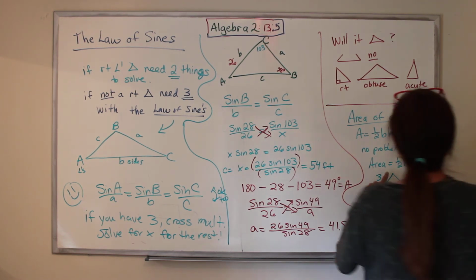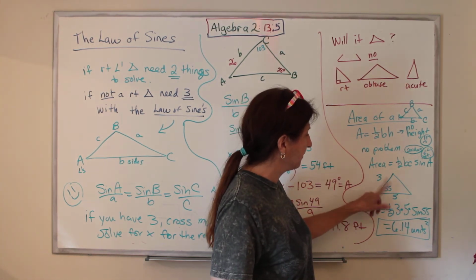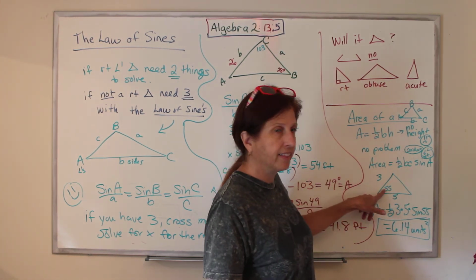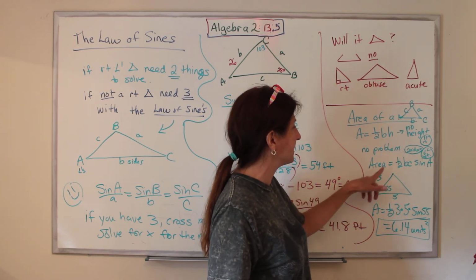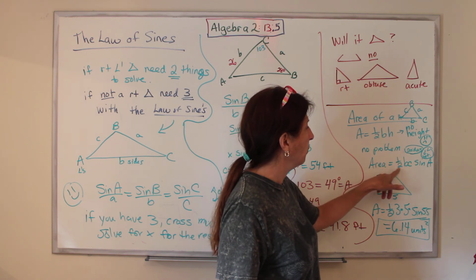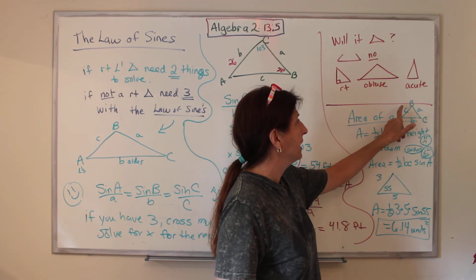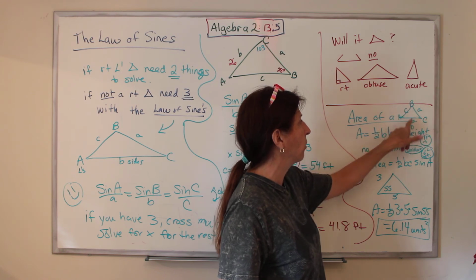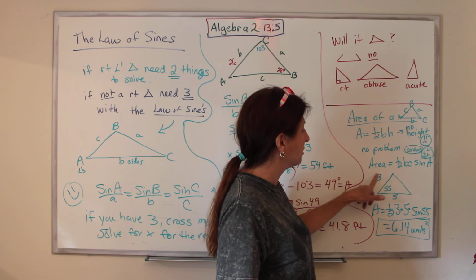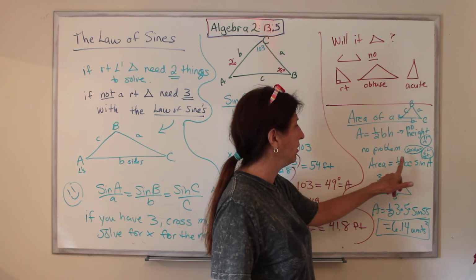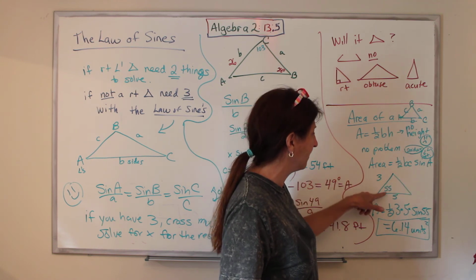So what you have to be able to do this is you have to have two sides and the angle between them. It doesn't matter which ones they are. I said the area equals 1/2 bc times the sine of A, but it could also be ca times the sine of B or ba times the sine of C. It's just two sides and the angle between them. And you do 1/2 times each side times the sine of the angle between them.